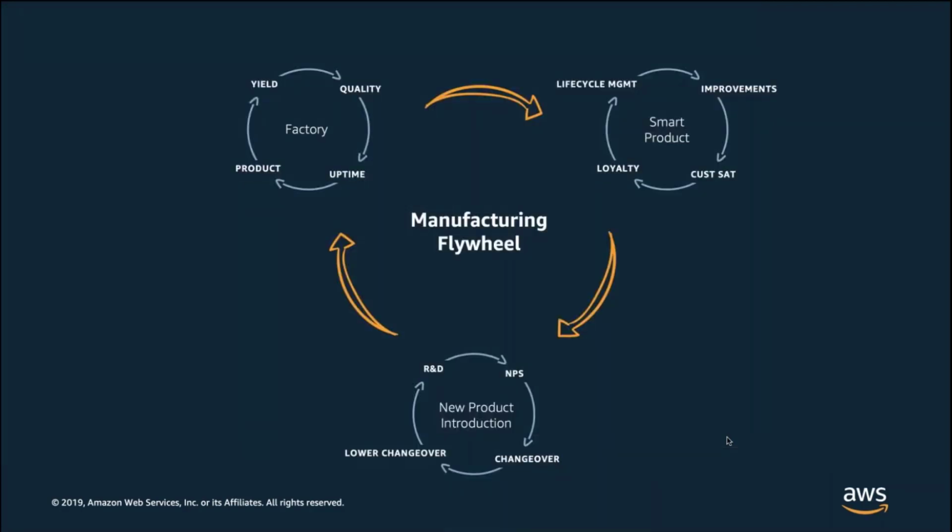So we call this the manufacturing flywheel, where we have the designing of new products and introductions of those products flowing into the factory manufacturing of those products that then goes through to the products actually out in the field, and the information that you can collect for those products then feeds back through into new iterations of the product or new products themselves based on field analytics and usage.